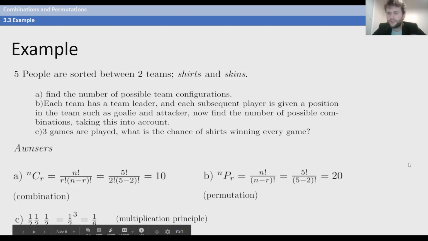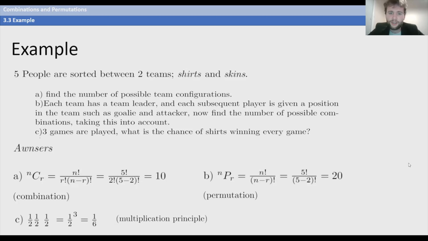Permutations. In permutations, the order matters. So each team has a team leader and each subsequent player is given a position in the team, such as goalie and attacker. Of all the possible combinations, how many are there? So we've got 5 people sorted into 2 teams, but the order matters.